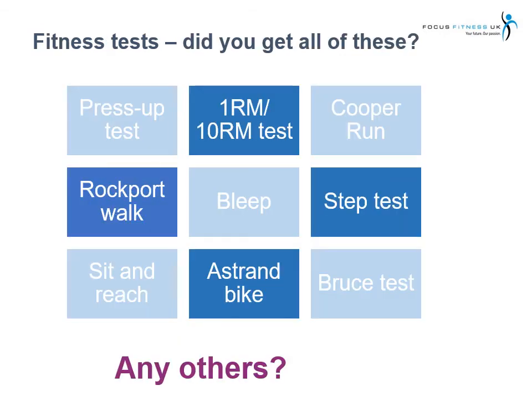The press up test is very easy, you need very little equipment. A 1RM or a 10RM test is very useful for finding your training weight. The Cooper run is quite good for ascertaining levels of predicted VO2 max. The Rockport walk is the version you'd use for a deconditioned person or someone who can't run. The bleep test gives you an idea of aerobic capacity, as does the step test. Sit and reach gives you flexibility. The Astrand bike you don't often see in the gyms, but you will see them in lab testing facilities. They're very good for reproducing similar results, and a bruce test you can use as well.